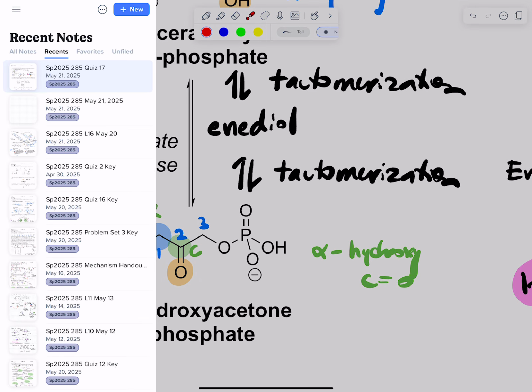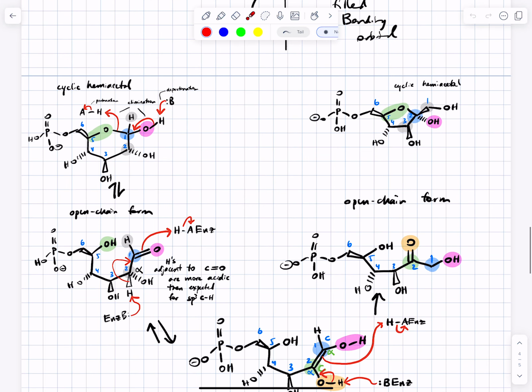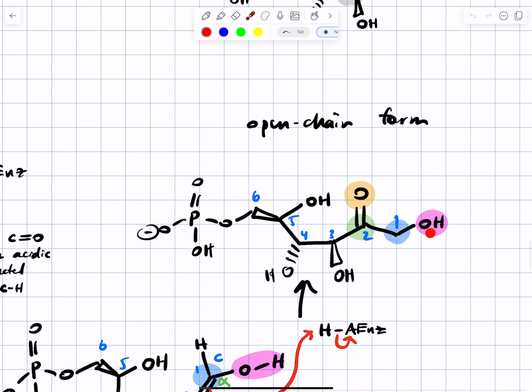Go back and look at step 2 of glycolysis, and notice alpha hydroxy there, alpha hydroxy there. That's how you know that they can interchange via an enediol.